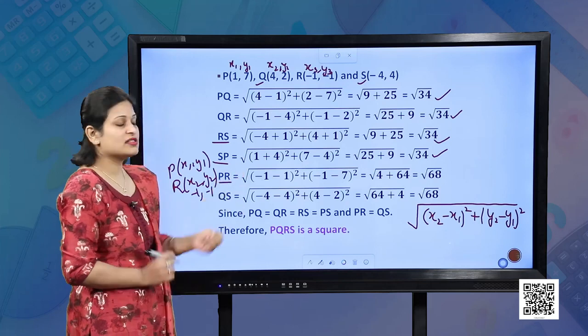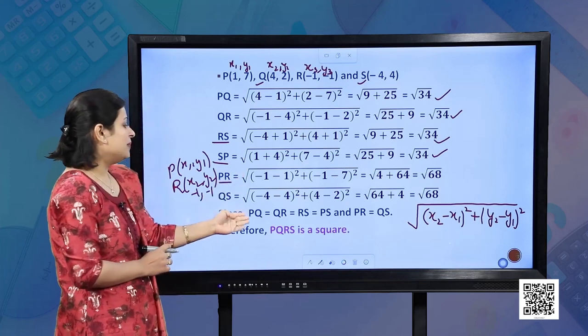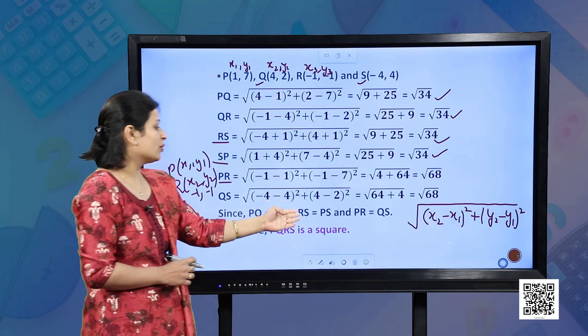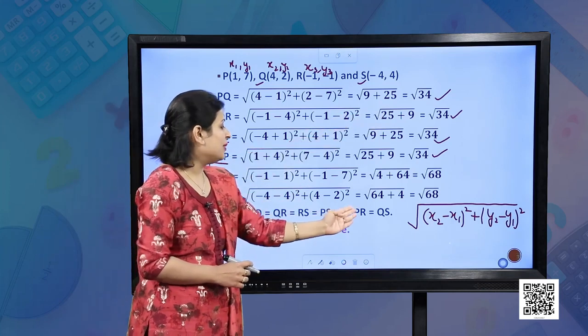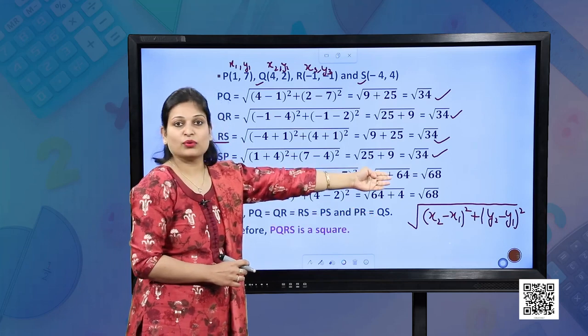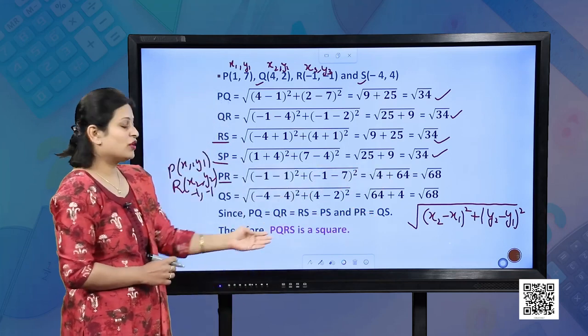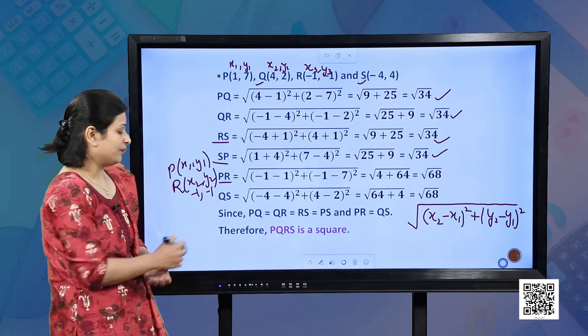So the lengths of the diagonals are also the same. Since PQ is equal to QR is equal to RS is equal to PS, which is square root 34, and PR is equal to QS, which is square root of 68, PQRS is a square.